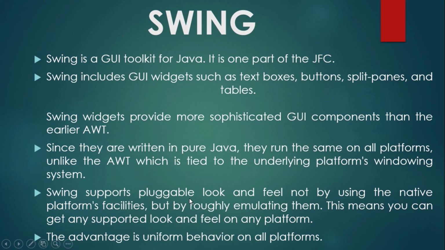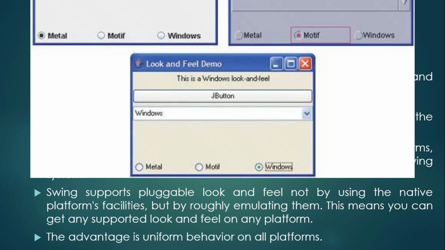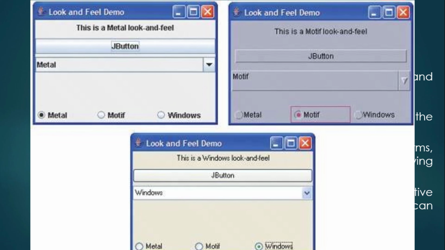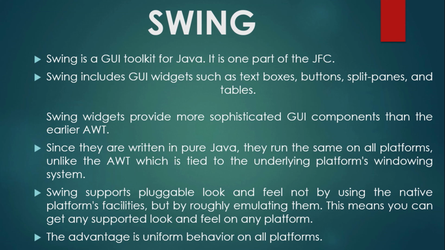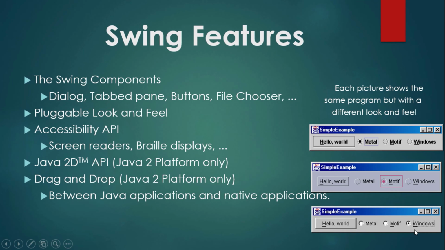Another very important point about Swing is that it has a pluggable look and feel. That means the look and feel is not dependent on your operating system. You can decide the look and feel, and that look and feel is going to be constant on all the operating systems. So that's nothing but pluggable look and feel. And the advantage of pluggable look and feel is what? Uniform behavior on all the operating systems. Here you can see different pluggable look and feels. So if I decide that my component should look like in Windows, you can see it is showing me the look and feel of Windows.